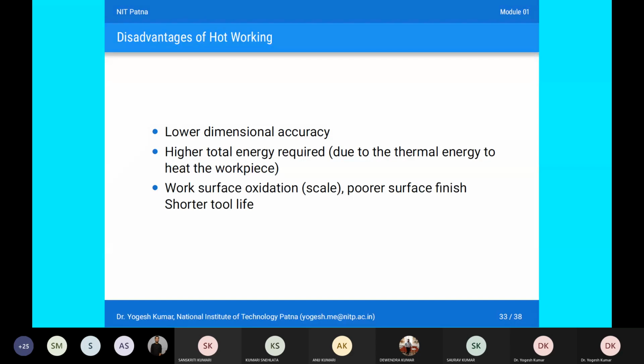And due to the increase in temperature, there may be further issues. This is a further disadvantage of the hot working process. There may be surface issues also. The work surface may get oxidized, and there may be poor surface finish, which may lead to shorter tool life. It is also affecting the tool life.